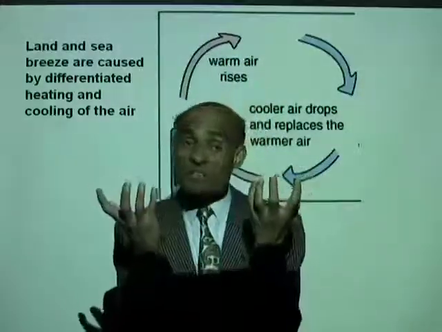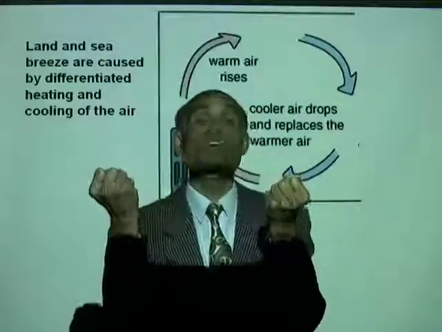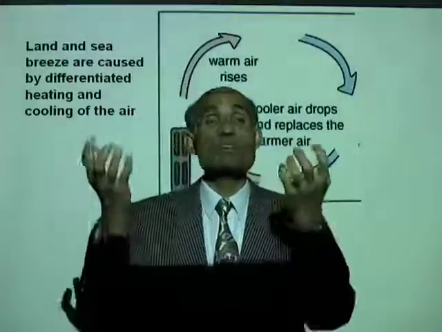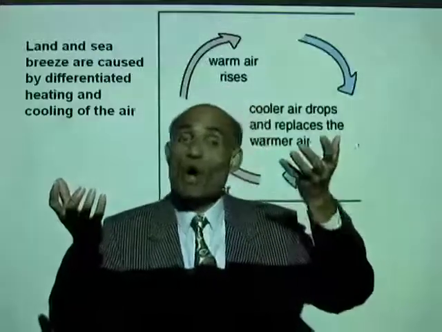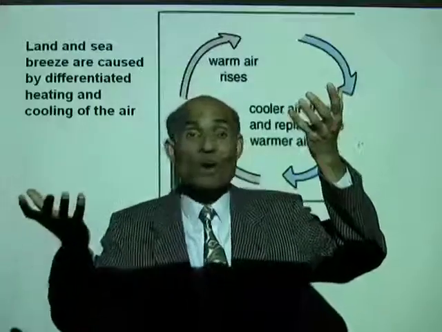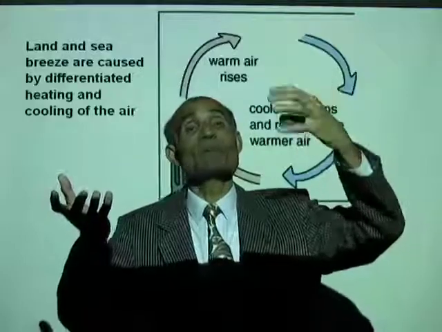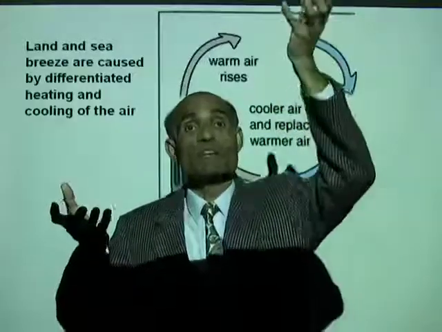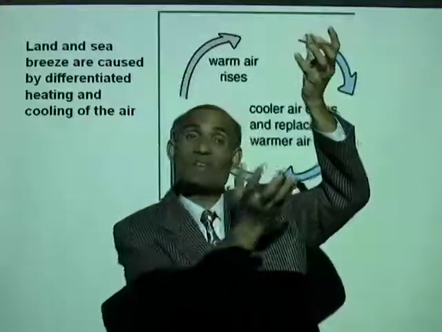You see, the specific heat of land is much smaller than the specific heat of water. That means during the day when the sun comes up, land will get very hot very fast, whereas the water will take a very long time to warm up. That means air above land will be warm, it will rise, and cold air from the sea will come in to take its place. You see that?